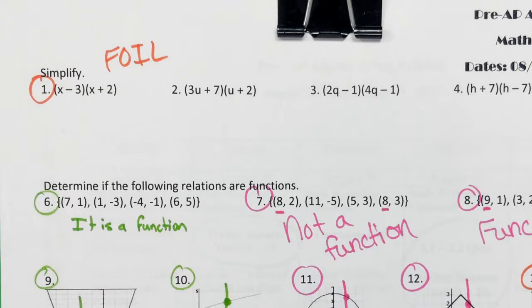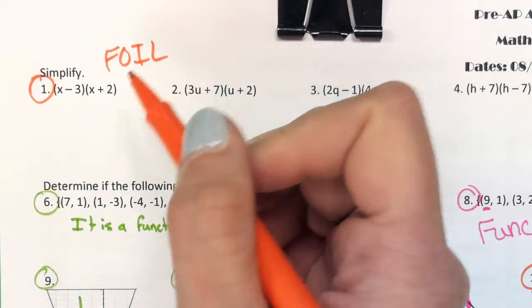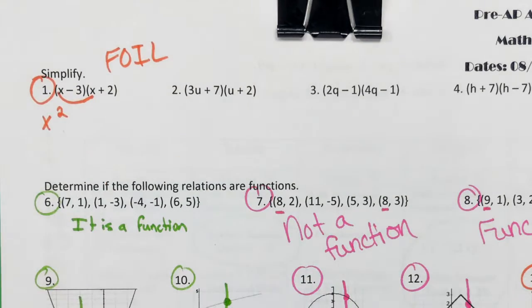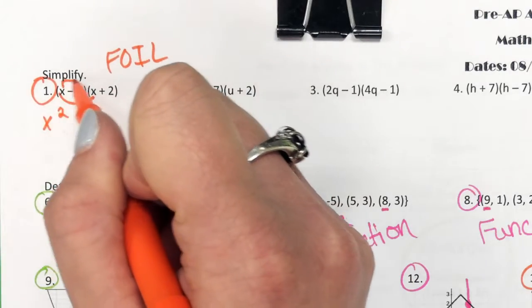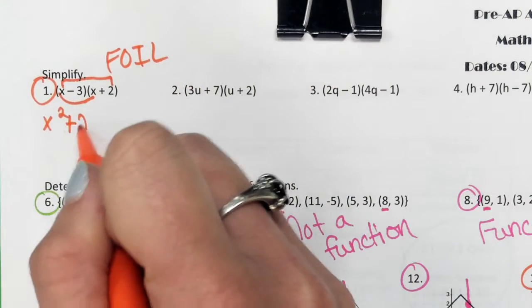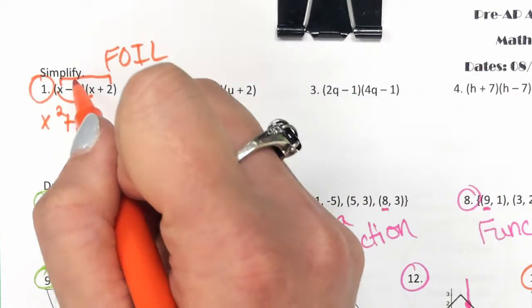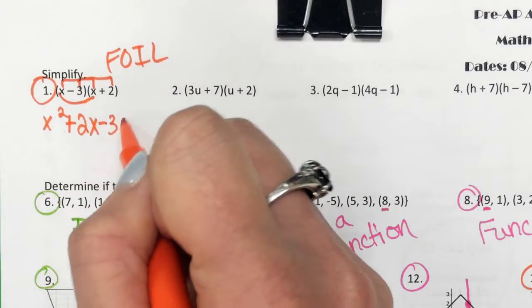Alright, what's the first that I'm going to multiply here? X and X, which gives you x squared. Alright, what's my outer? Somebody said 2 and x. Yep. Plus 2x. And what's my inner? Negative 3x. And then my last?